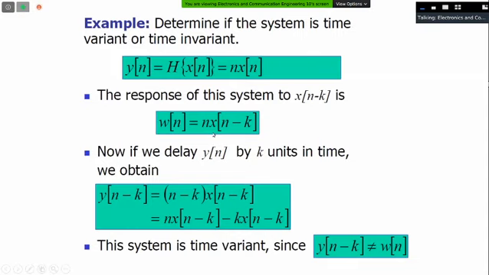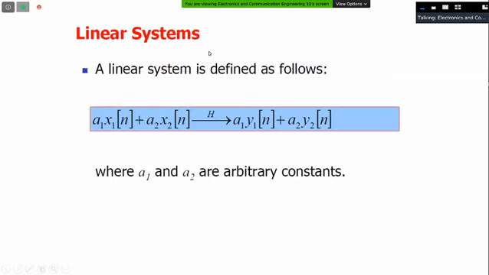But if we delay y[n] by k units, so y[n-k] will be this, which is not equal to this output. That means the system is a time variant system, because if you take the response of the system to this input, and when you delay the output by k units, you get this response. So that means y[n-k] here is not equal to w[n], which is this value, and in the case of y[n-k] you have this value, which are not the same. Therefore this is a time variant system.